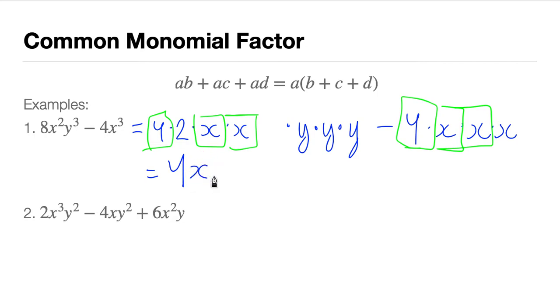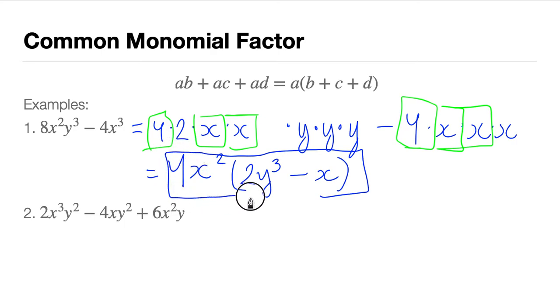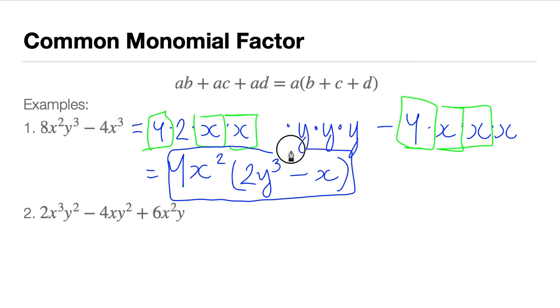4x times x, that's going to become x squared, times the quantity of whatever is left here. We can see clearly that what is left here is 2 times y cubed, since there are 3 y's, minus, copy the sign, minus x. And that is how we do our common monomial factoring. I hope that's clear for everyone.